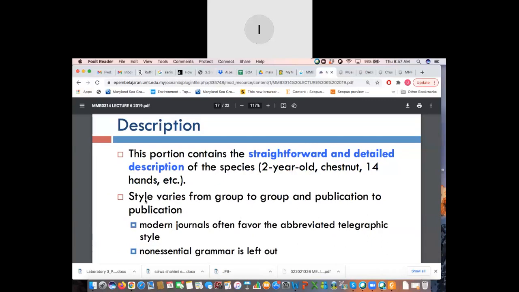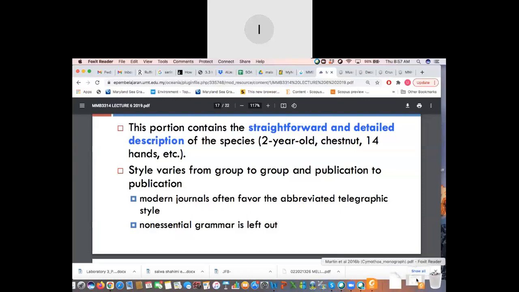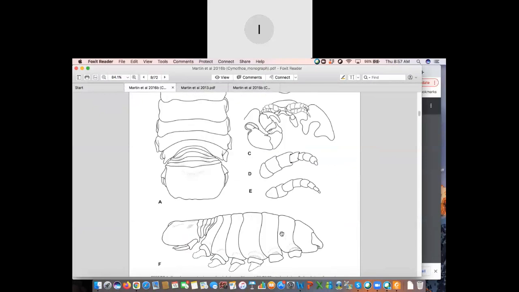The style varies from group to group and publication to publication. So again, every style of writing is going to be slightly different, but ultimately the outcome is going to be the same. Modern journals often favor the abbreviated telegraphic style, where non-essential grammar is left out. Why do I say non-essential grammar is left out? Because you won't be writing it.